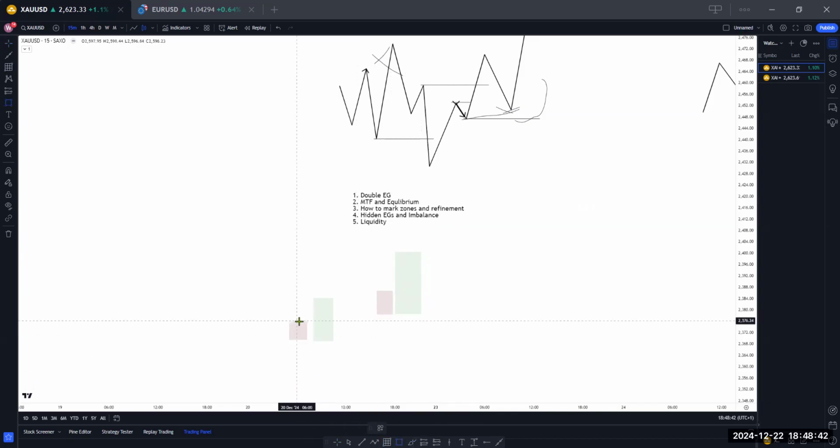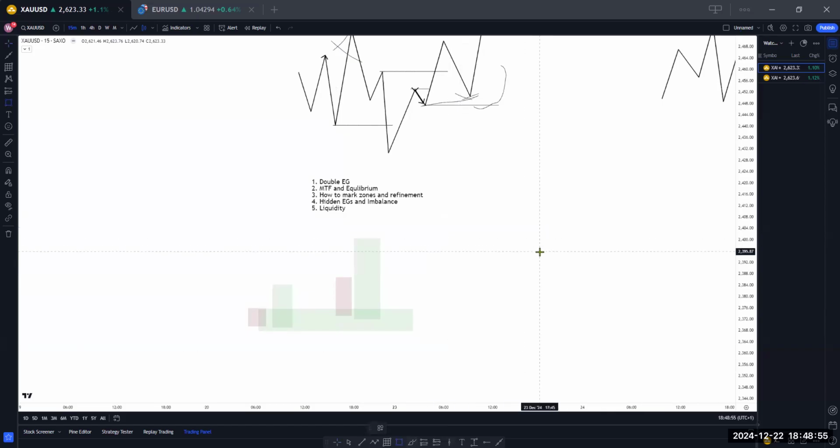Okay, so this is a double engulfing. So you have an engulfing buy here and another engulfing buy. The reverse can be the case, right? Where you have an engulfing sell.